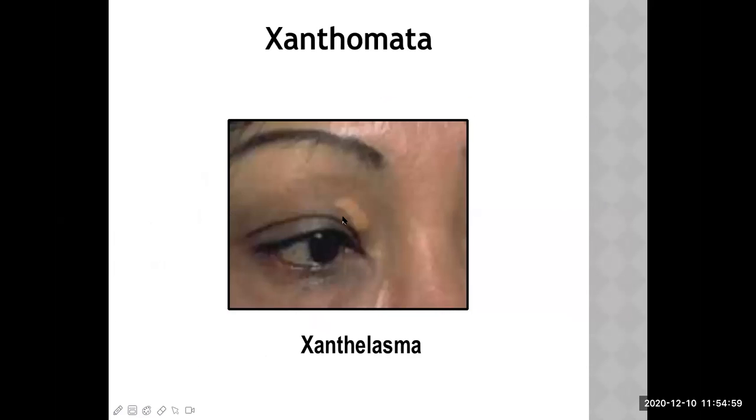Now, this is called xanthelasma. Every student knows this. Xanthelasma is a feature of what? Hyperlipidemia.